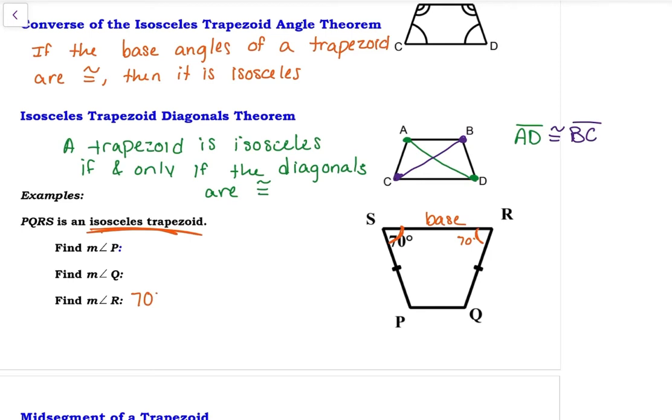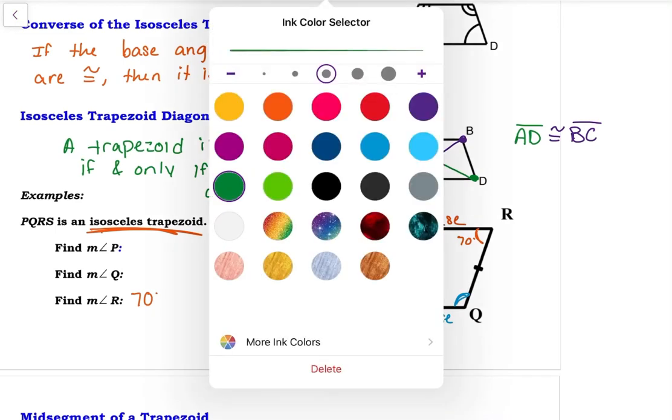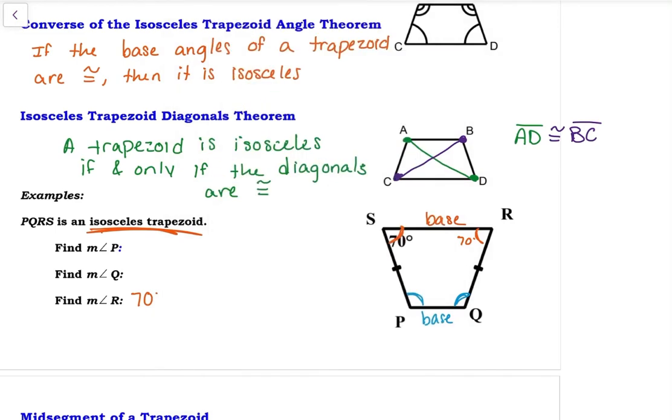Next, I need to find P and Q. Now, I know that they're going to be the same because they're also base angles, just a different set of base angles on this other base on the bottom. And I know that this is a trapezoid, so all of the angles need to add up to 360 because it's a quadrilateral. So I'm going to add up all of these angles and set it equal to 360. So I'm going to do 70 plus, we'll call these two x and x.